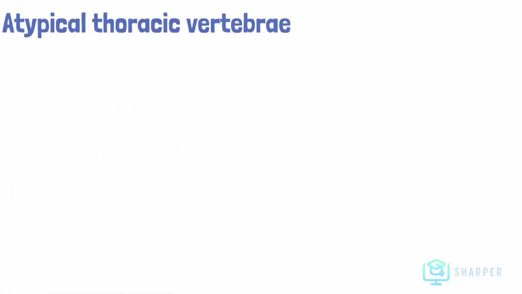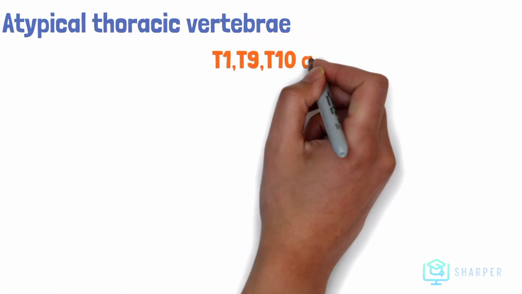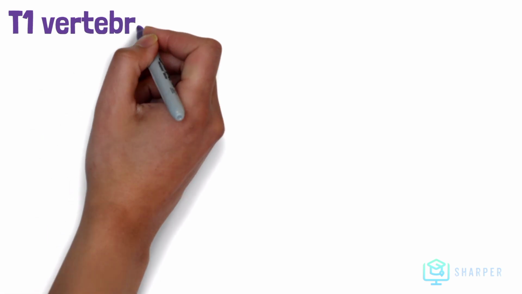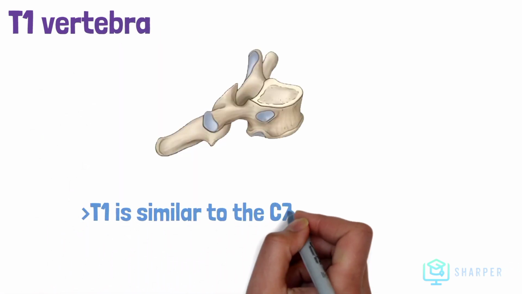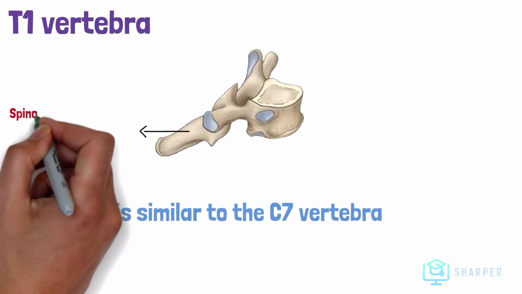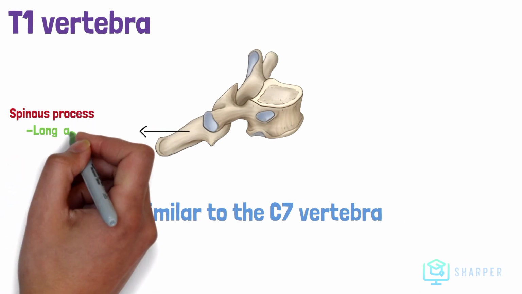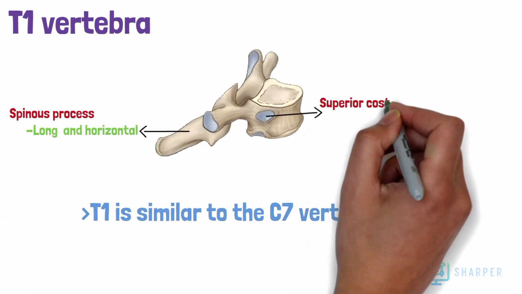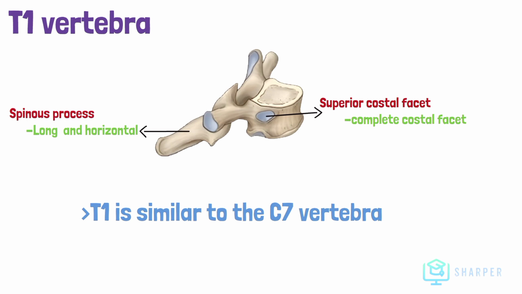Atypical thoracic vertebrae, which are T1, T9, T10 and T11. T1 vertebra. T1 is similar to the C7 vertebra. Its spinous process is long and horizontal, similar to that of C7. The superior costal facet of T1 is a complete costal facet, and not a demifacet, when articulating with the first rib. The inferior costal facet is a demifacet for the upper half of the head of the second rib.